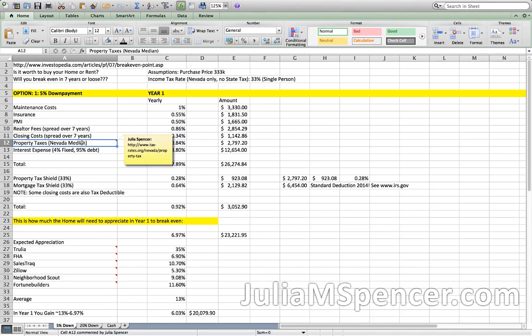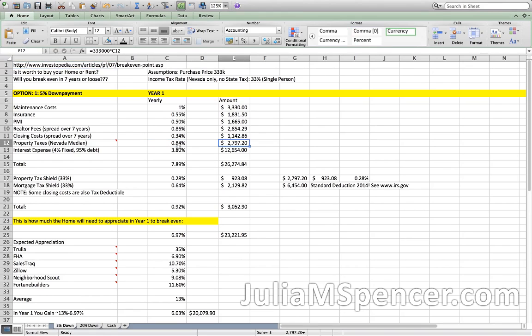Property taxes, I actually went on this website and it gave me the median property tax percentage, and that's for Nevada. There is possibly a website someplace that's more specific to Clark County. I didn't find that, but I'm sure somebody could research that and get a better rate. That's actually quite close to the national average, which is 0.93 is what this article said. So I just took it, and that would be your taxes per year.